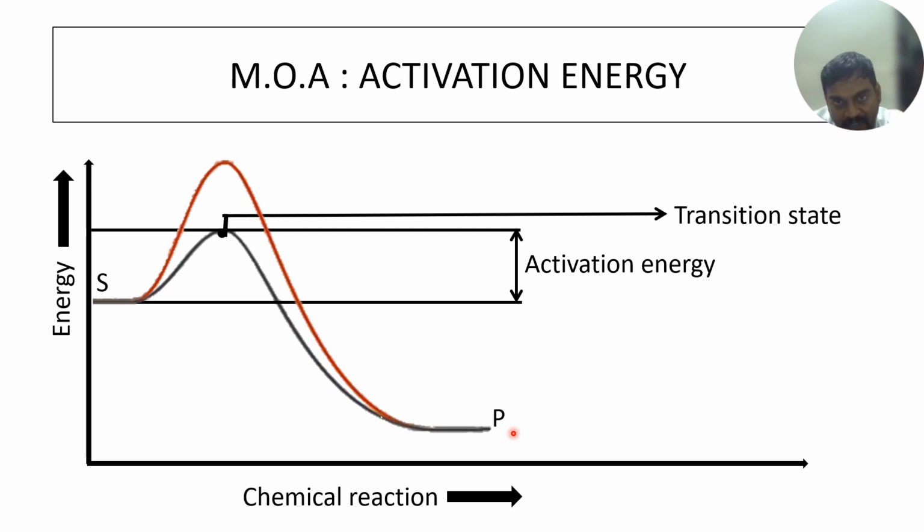So by reducing the activation energy, we are increasing the conversion of substrate to product formation. That is, we are increasing the rate of the reaction. This is how an enzyme increases the rate of the reaction. That is, it reduces the activation energy.